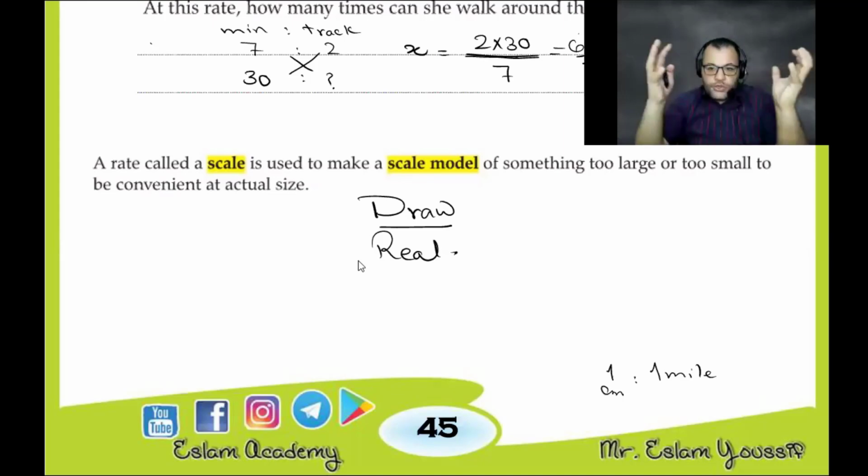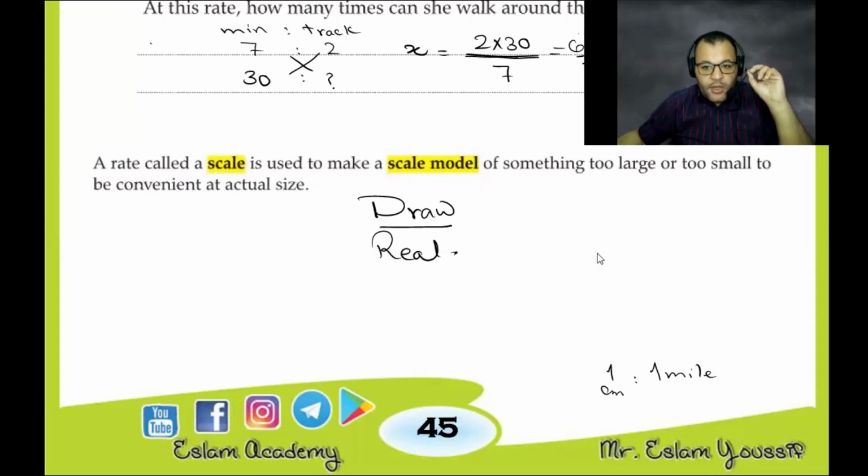We enlarge or reduce the figure. You understand? So which one will be first? The drawing one, the image. Which one will be the second part of the ratio? The real distance, the real length of the figure. The first one is the image. The second one will be the real. That's defined by the scale model. Any problem for this one?